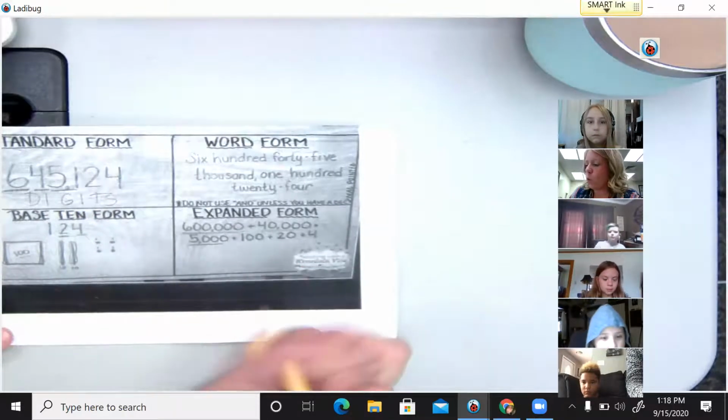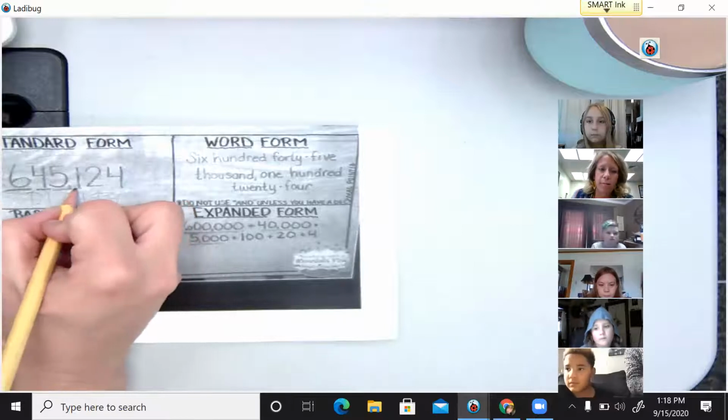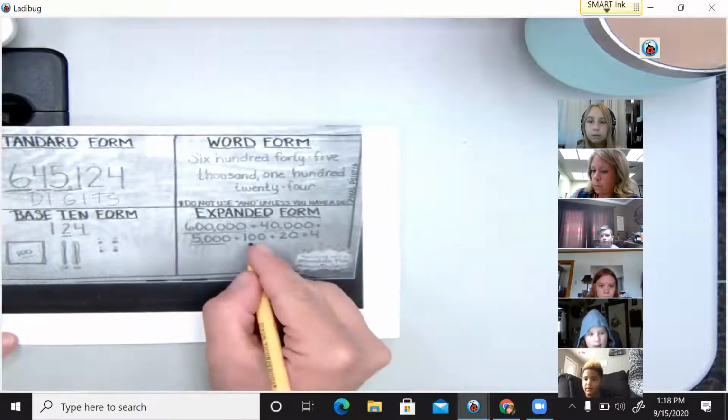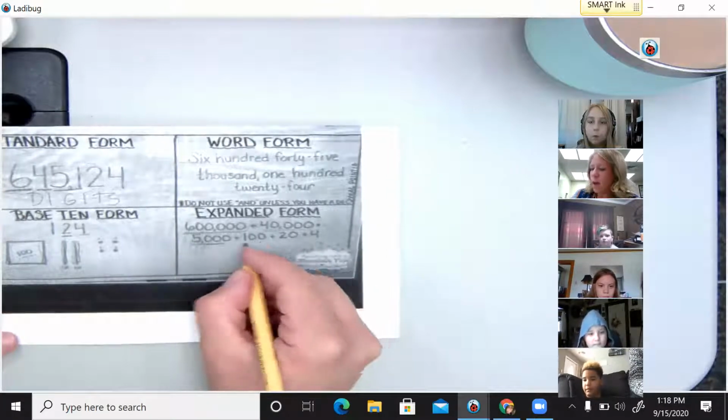Trace, I'm coming to you next for the 1. What place is that 1 in? Hundreds. And there's 1 of them, so what's its value? 100. Yep, you got it.